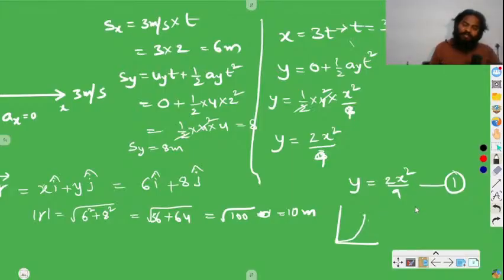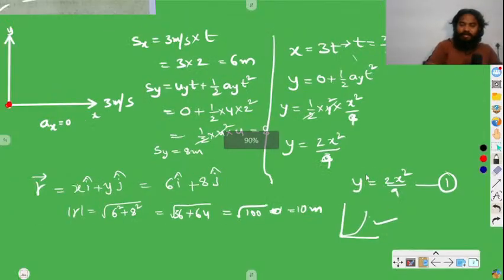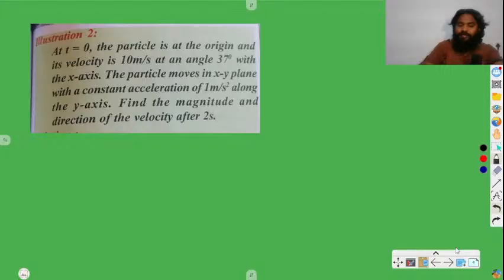It is the equation y is equal to ax square plus bx plus c. That is the equation of a parabola, right? Now you will get a parabola. So this is the first question. Hope it is very clear. Yeah, clear. Now coming to the next question, let's go with the next question.